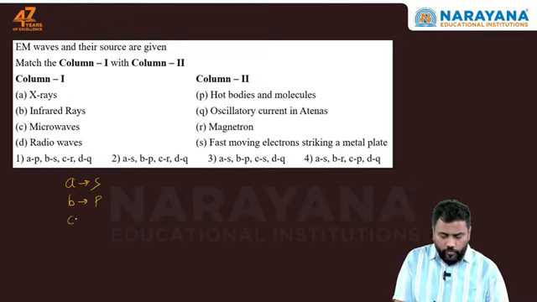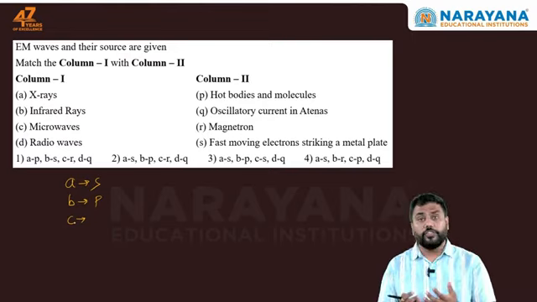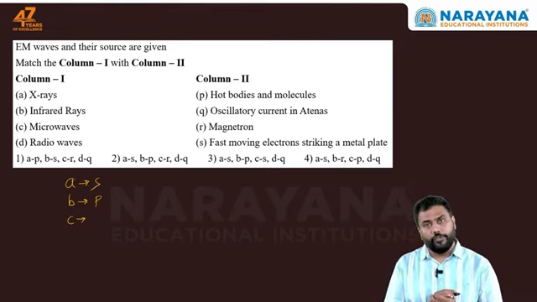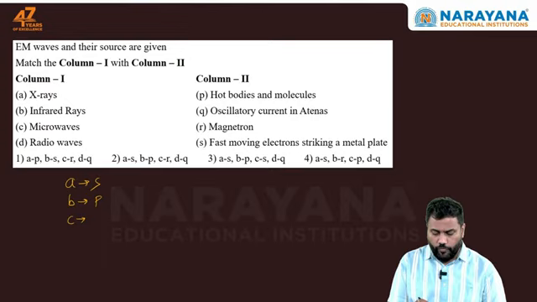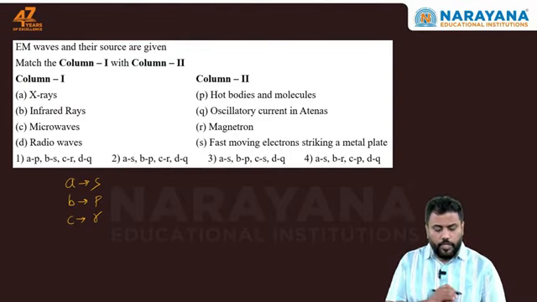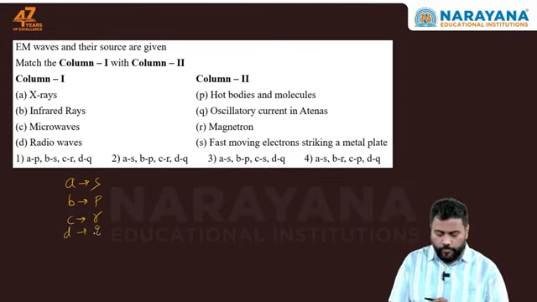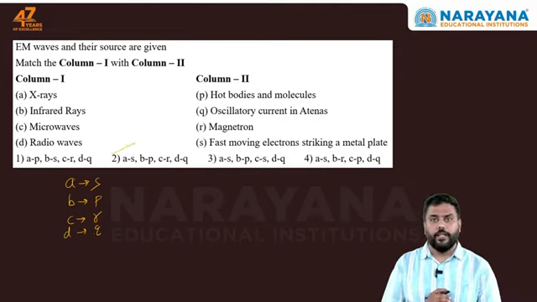If I go with microwave, microwaves can be produced by special diodes called Gunn diodes or magnetrons, which are special devices that produce microwaves. So it should match with option R. If I look at the options, I have the second option matching C with R. Now if I go with radio waves, radio waves are produced due to oscillating currents in an antenna, hence D should match with option Q. If I look at the options, the second option is the correct option. Let's go to the next one.